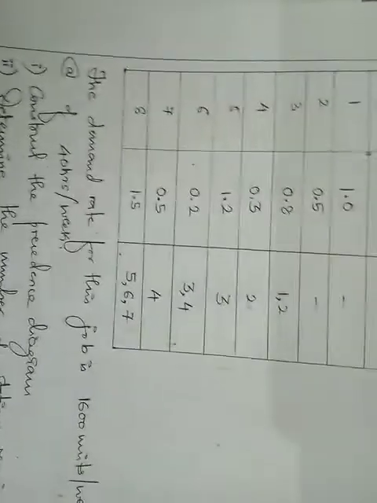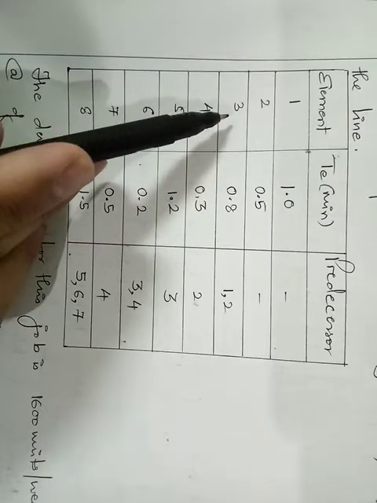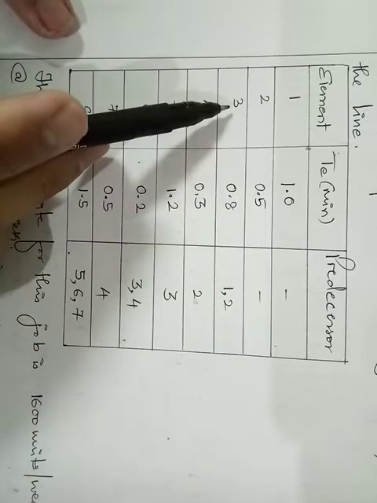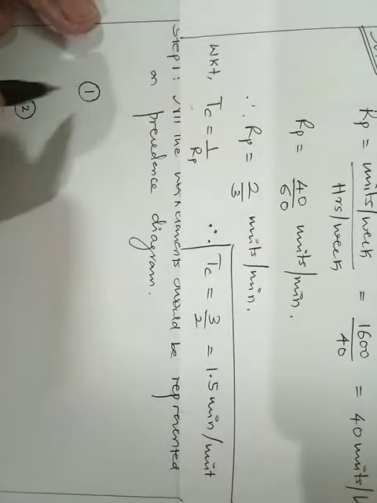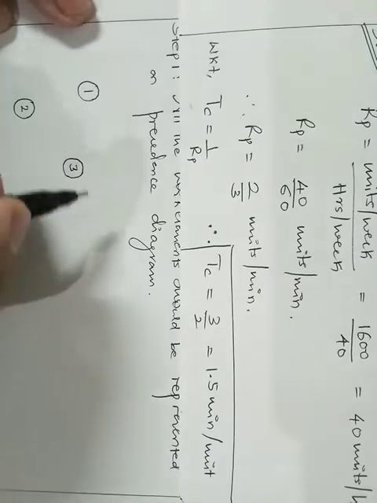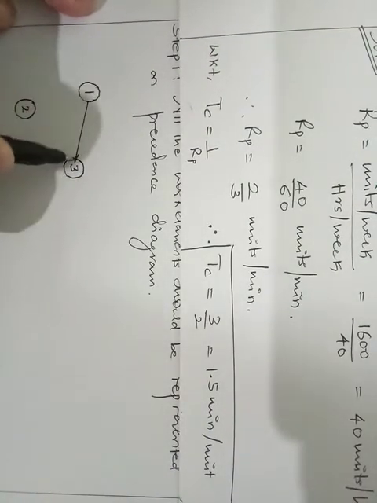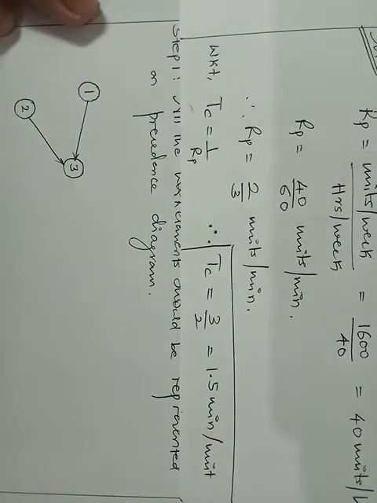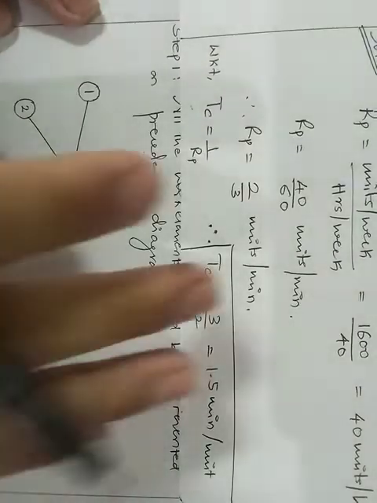Now let us proceed further. For work element 3, the predecessor is 1 and 2. So only after 1 and 2 are completed can I go for 3. How are you going to represent that? After 1 and 2, you get work element 3. You indicate this with the help of an arrow like this. So 1 is completed, 2 is completed, then you go for 3.